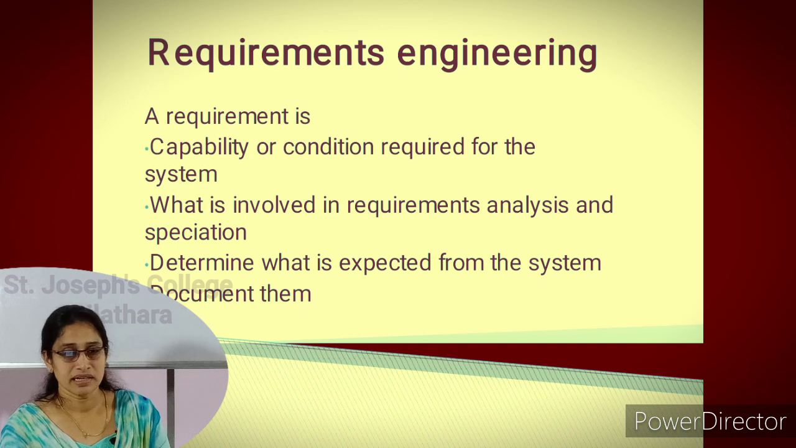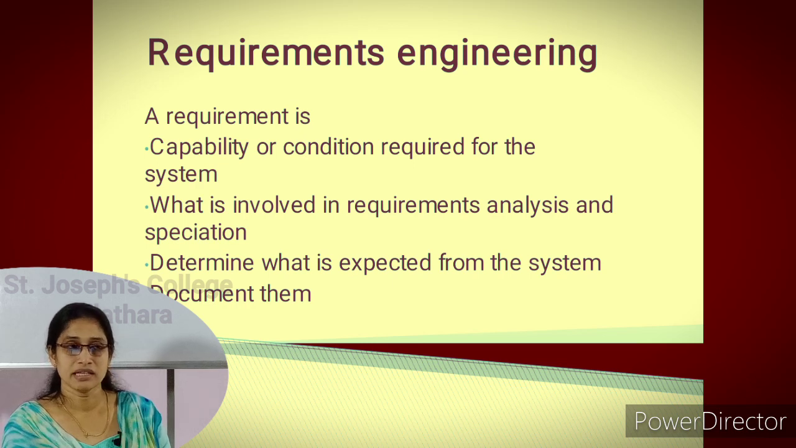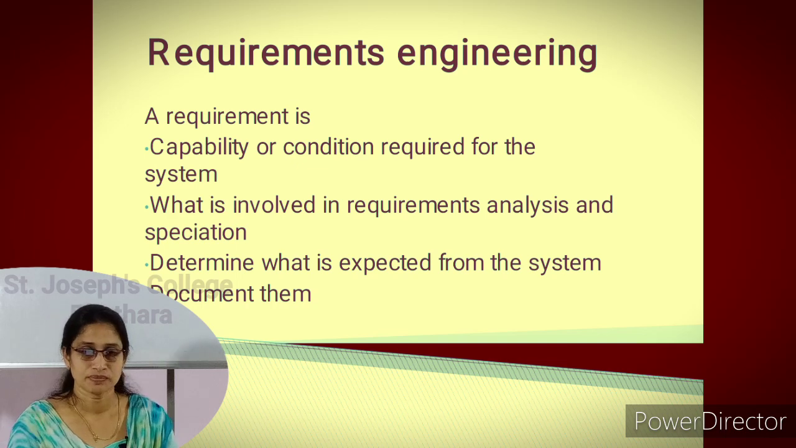A system typically consists of many capabilities and conditions. For example, if we are developing a library software, then the capabilities may be we can create books, we can create members, we can issue books, return books, and the conditions may be that it is to be a web-based software and so on. Let us see in more detail.